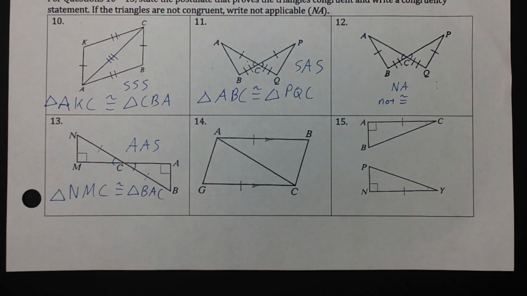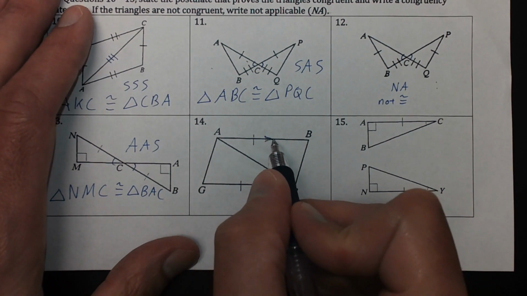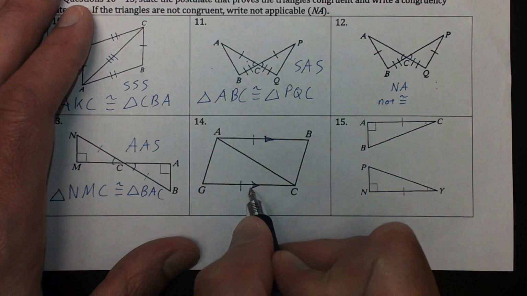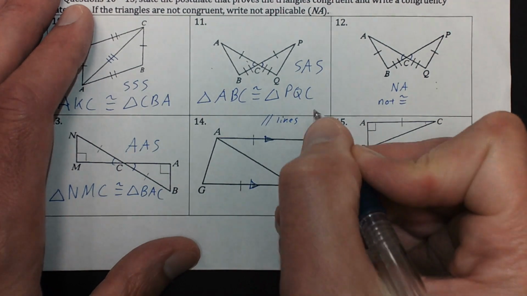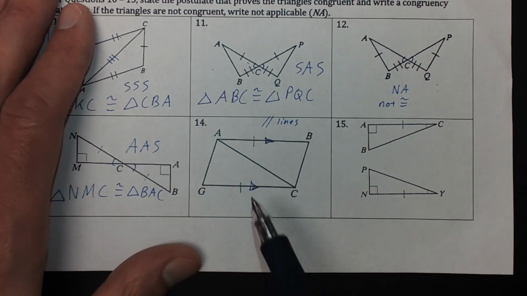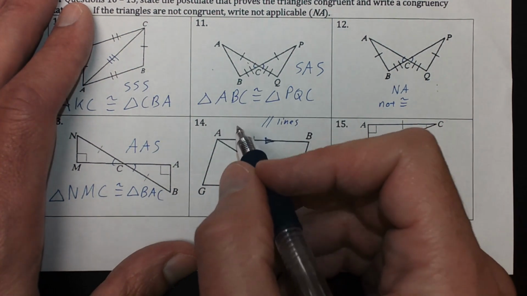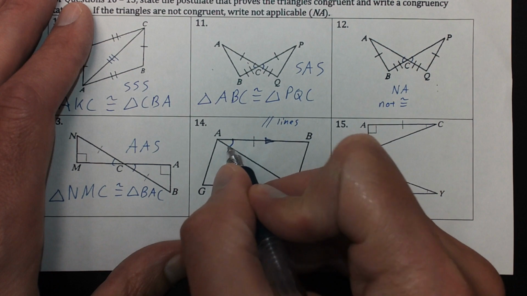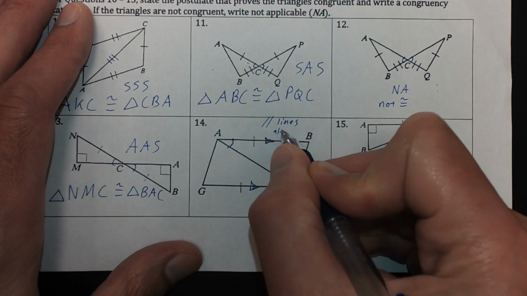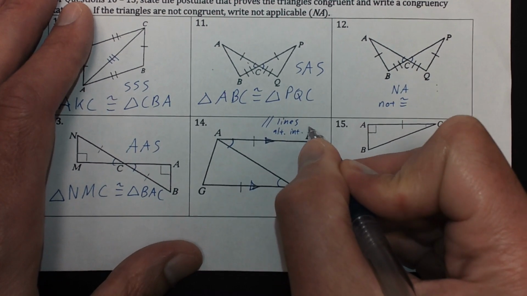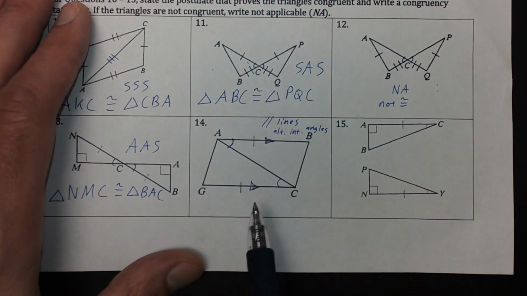Number 14. Okay, notice what we have here. We have these feathers here that indicate parallel lines. That is really the key to this problem. Parallel lines. So what does that tell us? Not only do we have parallel lines, but we also have this transversal. And that is really the key to the problem. That means we have alternate interior angles. Alternate interior angles right here that I just drew with a single arc.